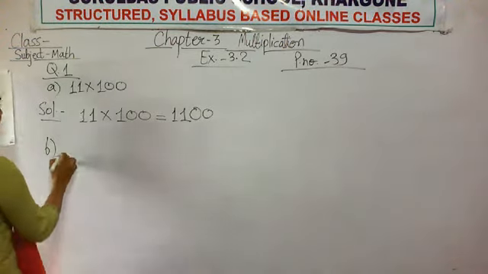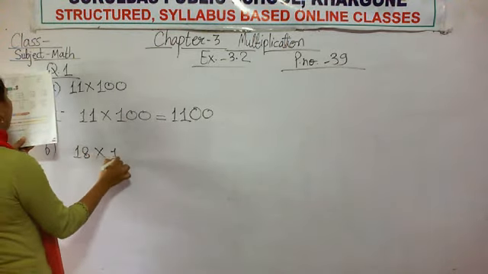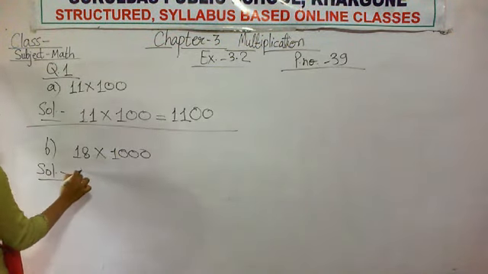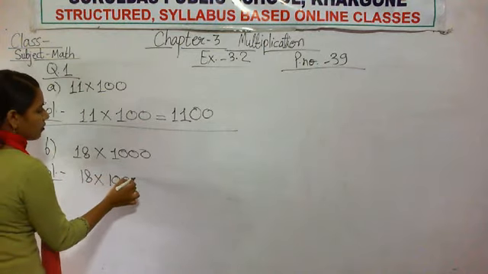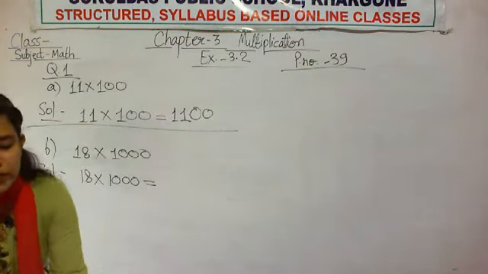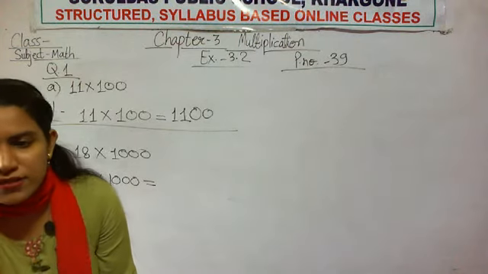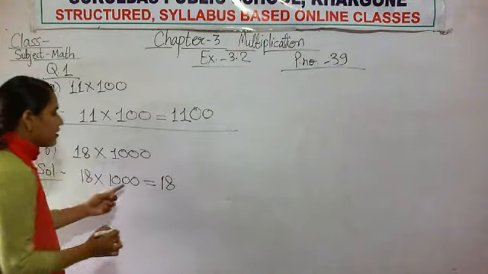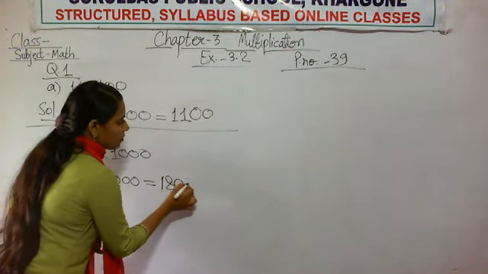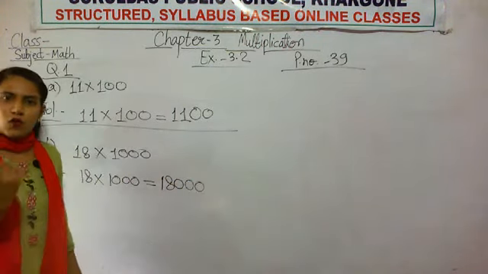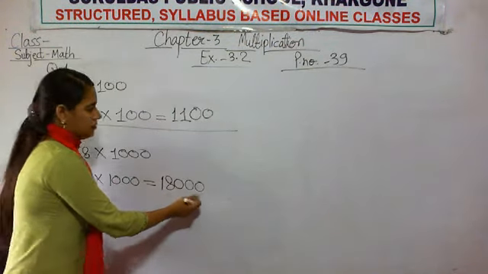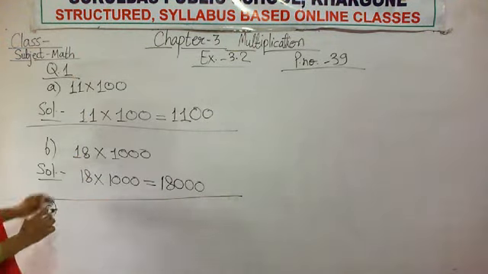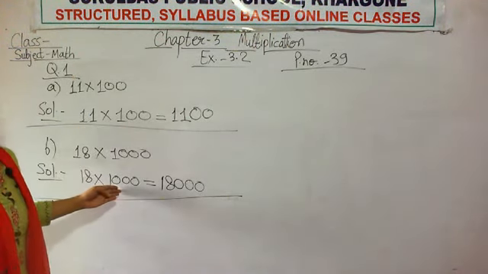Part B is 18 multiplied by 1000. Let us solve it. 18 multiplied by 1000 equals to what? What will be your answer? Right, you will write 18 and insert 1, 2, 3 zeros on the right side of the 18. Okay, you got your product. See how easy it is to multiply by 100, to multiply by 1000.